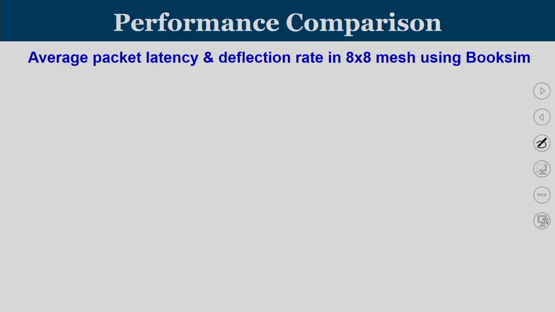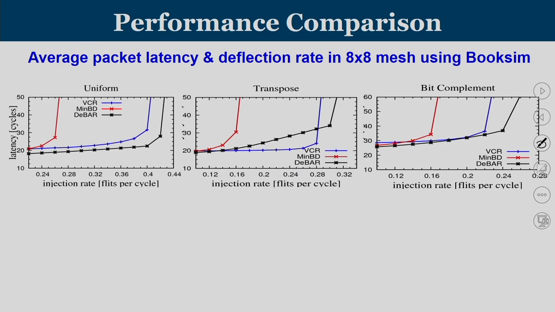Now let us try to see the performance comparison. There are two important parameters being used here. One is average packet latency, the other is deflection rate, and these are taken from an open source simulator known as BookSim. There are various synthetic traffic patterns defined in the graph: uniform traffic, transpose traffic, and bit complement traffic. These are all artificial traffic generation models where certain nodes are going to create packets to certain other nodes.